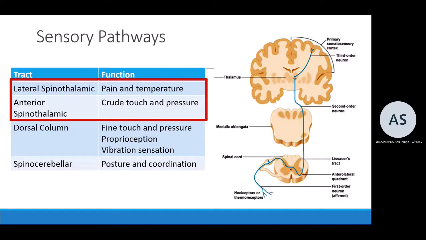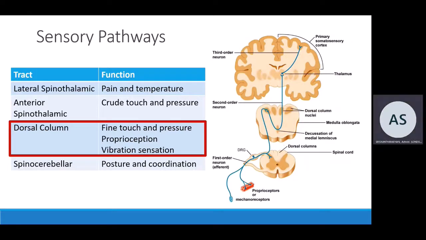Okay, next we've got the dorsal column. This is also known as the dorsal column medial lemniscus pathway, because these are the two places where it travels through. So you've got your sensory input coming through here, from your mechanoreceptors or your proprioceptors. And this is how it detects your fine touch and pressure, proprioception, and your vibration sensation.